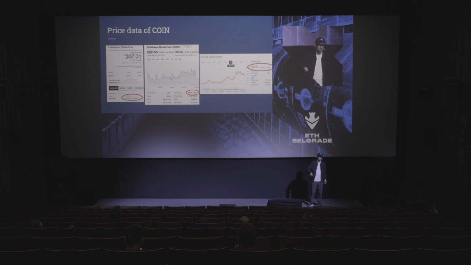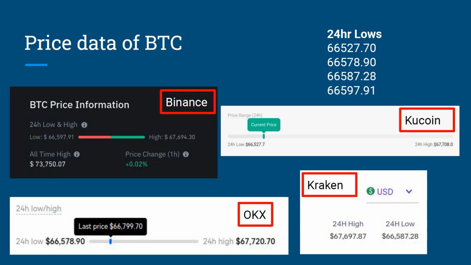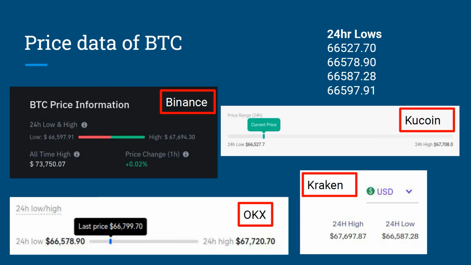Now, let's return to our funny little blockchain world, and let's look at Bitcoin. If we open different websites, we look at the same information of the 24-hour low and the 24-hour high. They don't match. This is different than what we just saw on the previous slide with the stock data. And this is interesting, right?